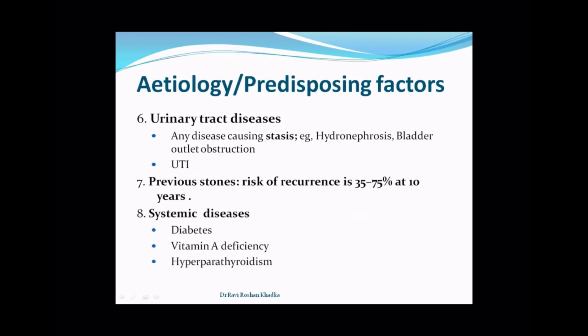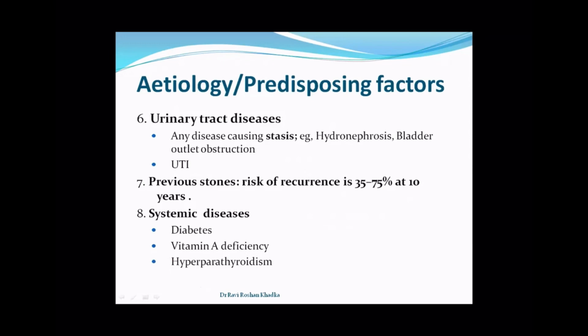Systemic disease, the diabetes. Okay, the patients who are diabetic, especially type 2 diabetes, have a higher chance of hypercalciuria, that is they excrete more calcium into the urine, as well as the pH becomes more acidic, which leads to the formation of some specific stones like calcium stones.